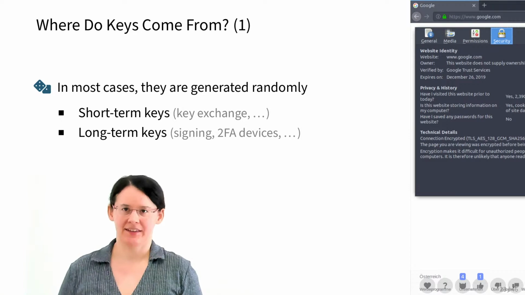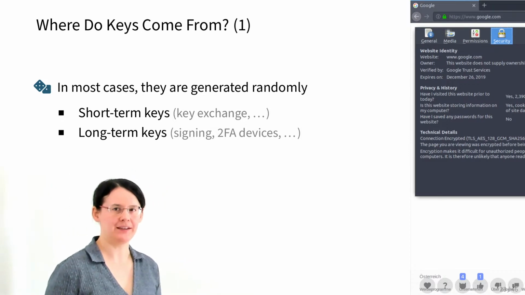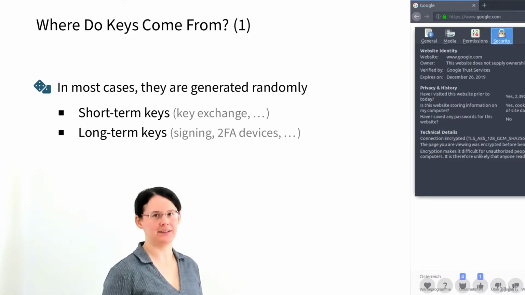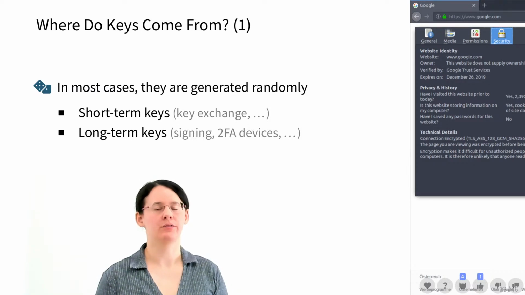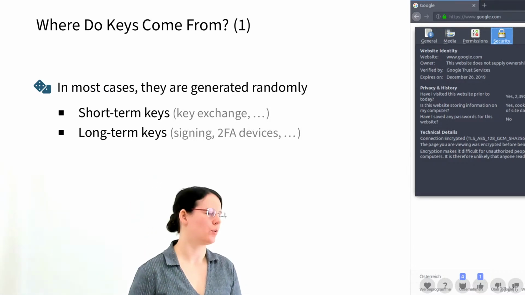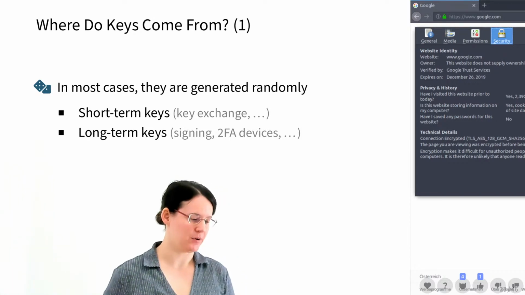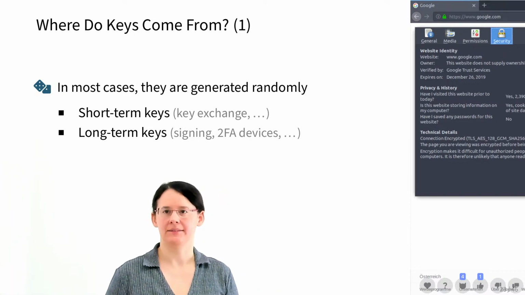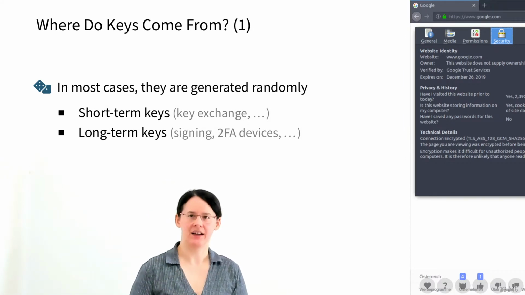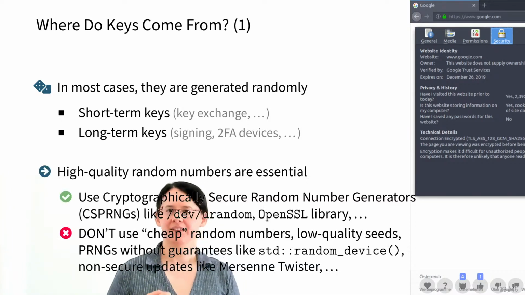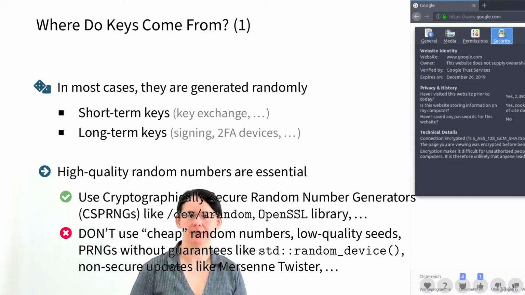In most cases, they are randomly generated. That refers to both short-term keys, like during ephemeral Diffie-Hellman key exchange, but also to long-term keys. For example, if you generate a signing key, or if you set up two-factor authentication, there is usually a key established on your device, things like that. So you need some sort of randomness source, and it's absolutely crucial that this randomness source satisfies some quality criteria.